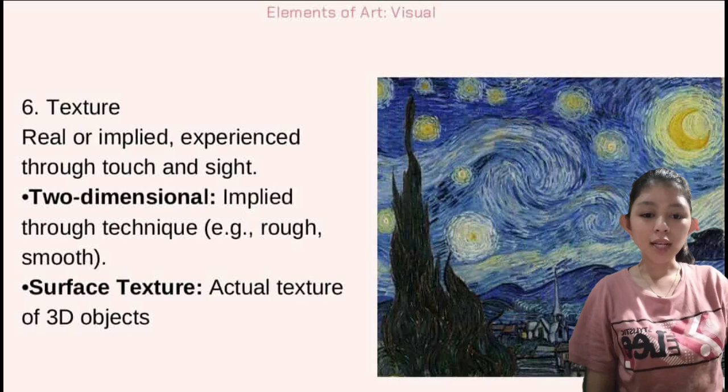Lastly, textures. Texture refers to the surface quality of an object which we can experience through touch and sight. Two-dimensional or implied textures: this is when an artist creates the illusion of texture on a flat surface using techniques like shading, lines, or patterns. For example, a drawing can look rough, smooth, soft, or hard even though the surface is still flat. Surface textures or actual textures: this is the real physical texture that can be touched.